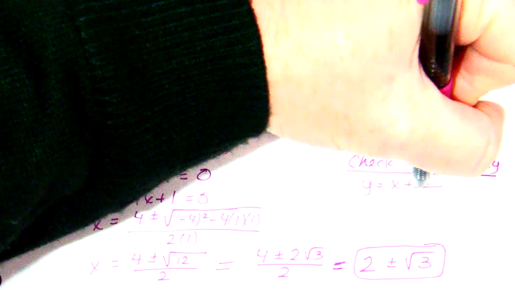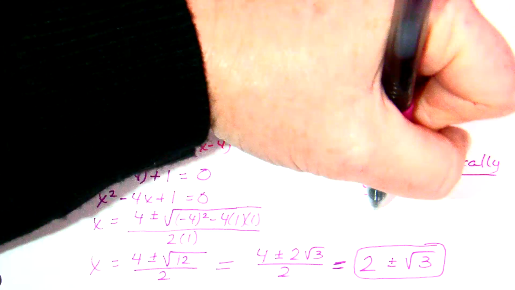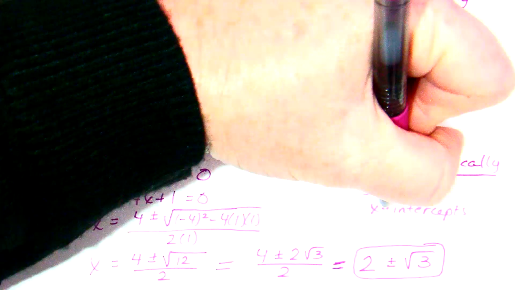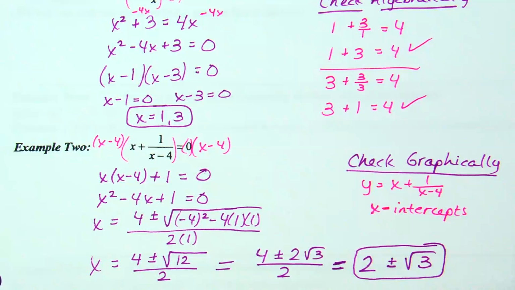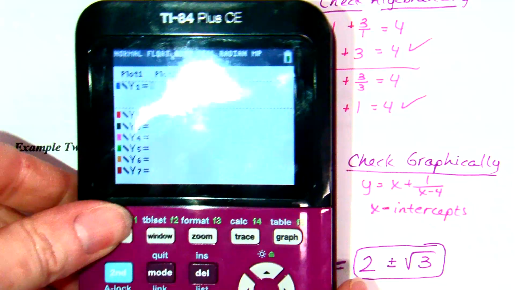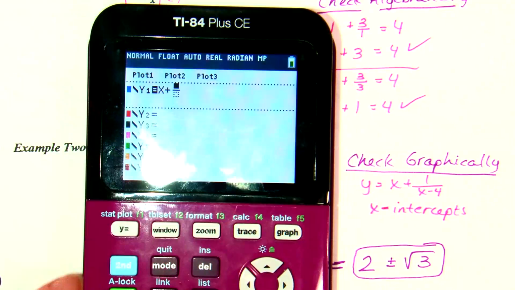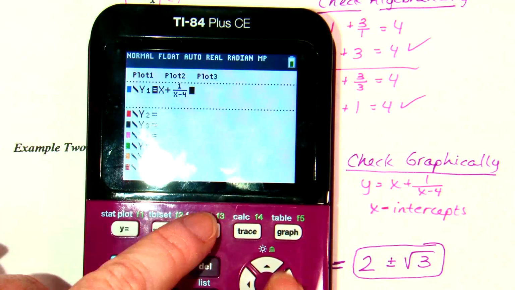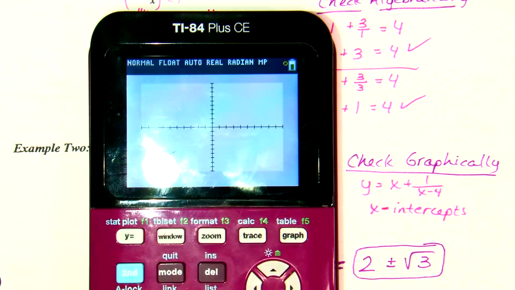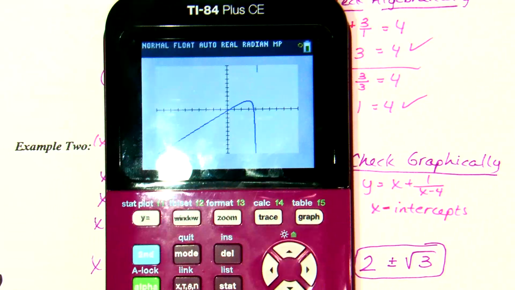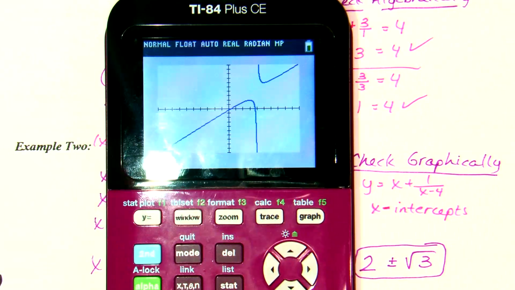And what are we going to be looking for on this graph? We're going to be looking for our x-intercepts. So if I plug in x plus 1 over x minus 4, zoom 6. Now in this case, what would it be helpful to know about 2 plus or minus radical 3? Would it be helpful to know their decimals? It would be.